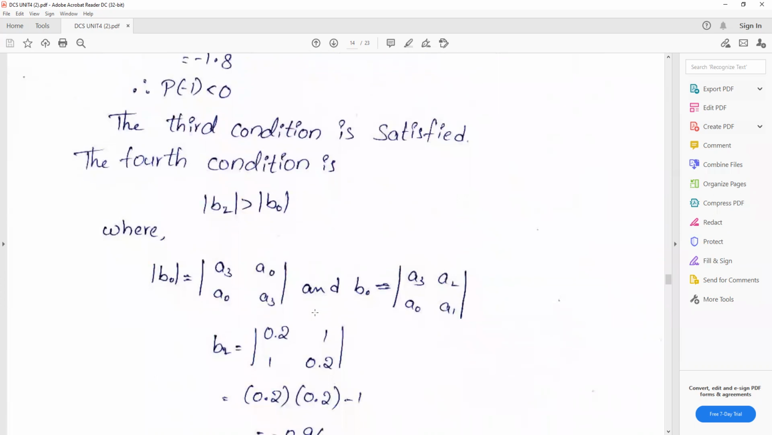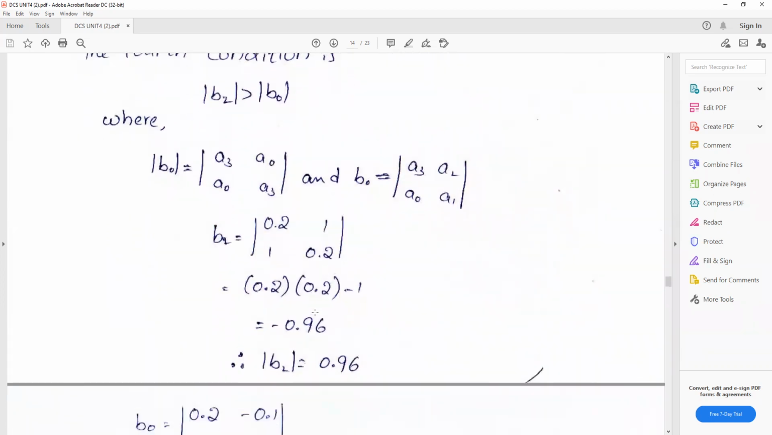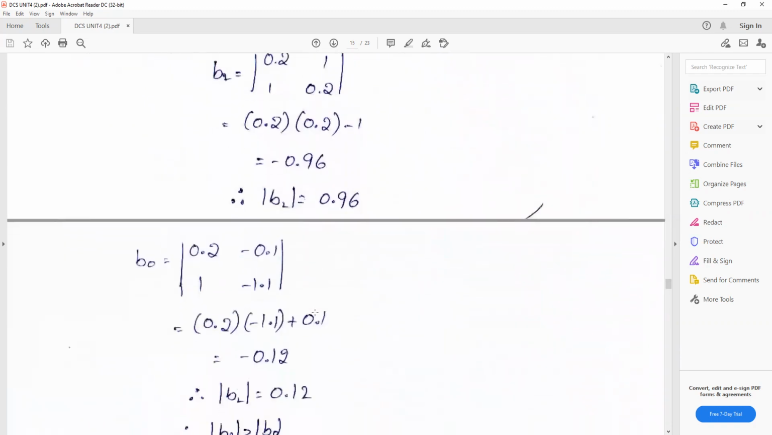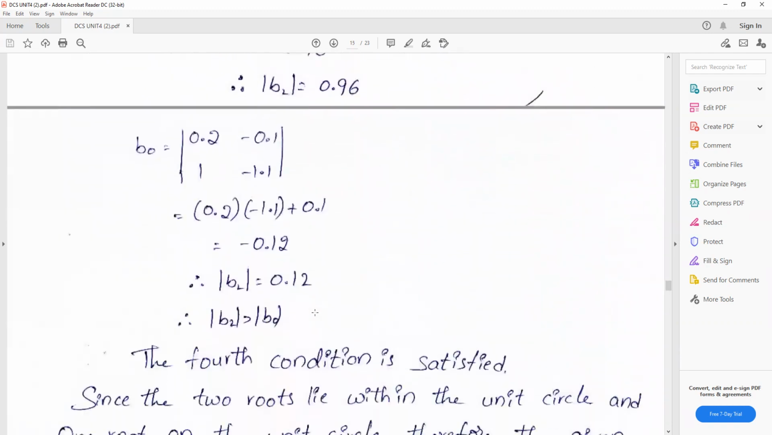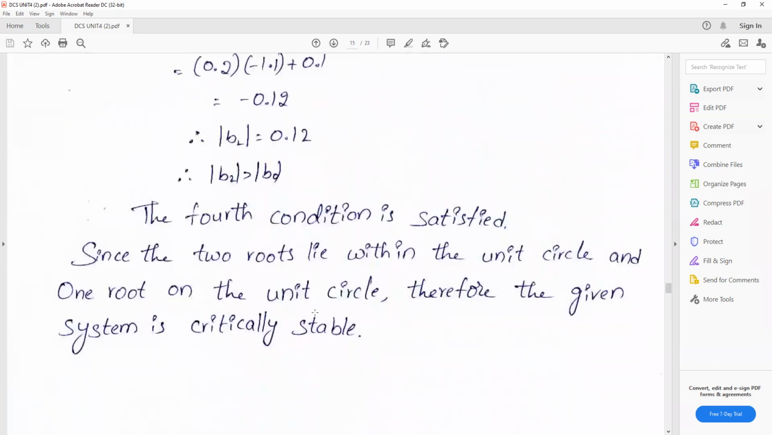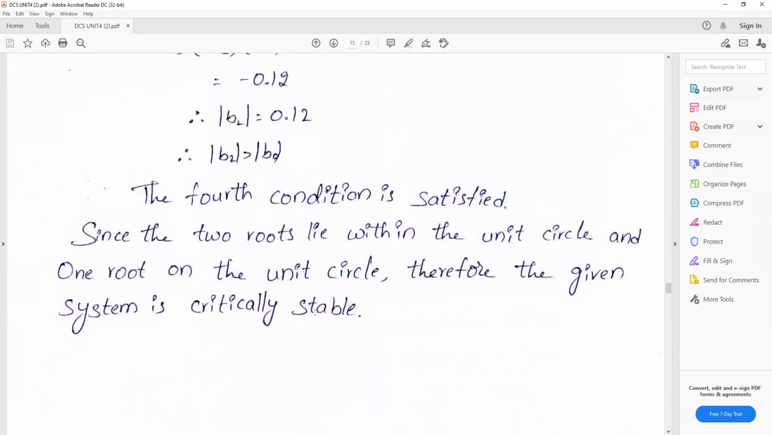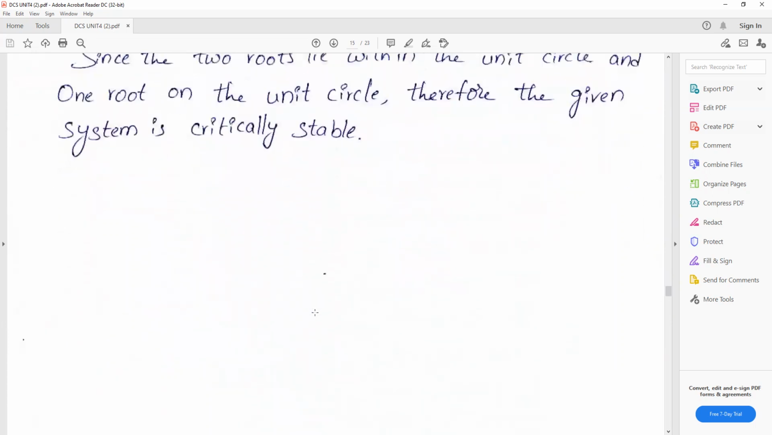Next, go to the fourth condition: B2 is greater than B naught. What is the B2 value? Minus 0.96. What is the B naught value? 0.12. So the fourth condition is also satisfied. So two roots lie within the unit circle and one root is on the unit circle. Therefore, the given system is a critically stable system. So this is the second method.